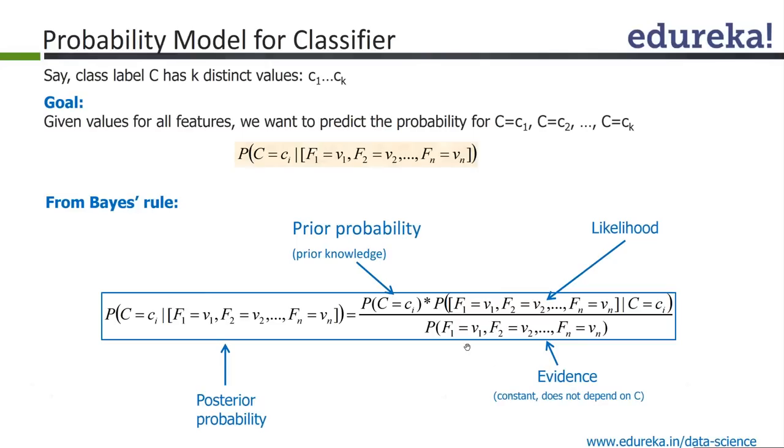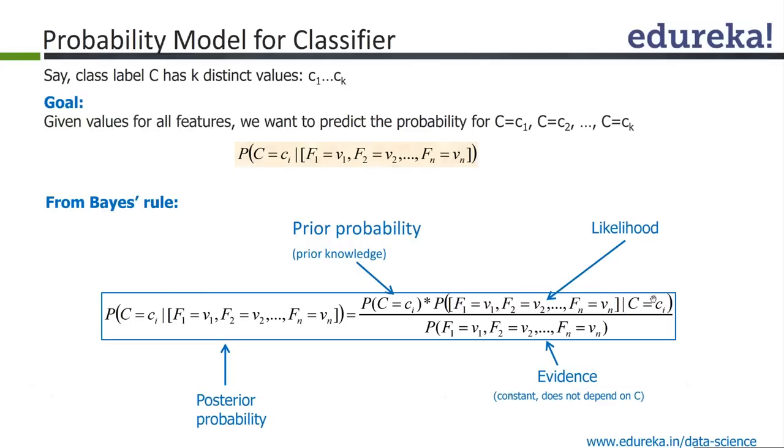If you write all the equations, the denominator is common, right? So you don't really care about it. You just compute the numerator and then you can compare all the values based on the numerator. So typically you don't compute this one. Everybody follows so far? So the likelihood here, how can we compute this likelihood?